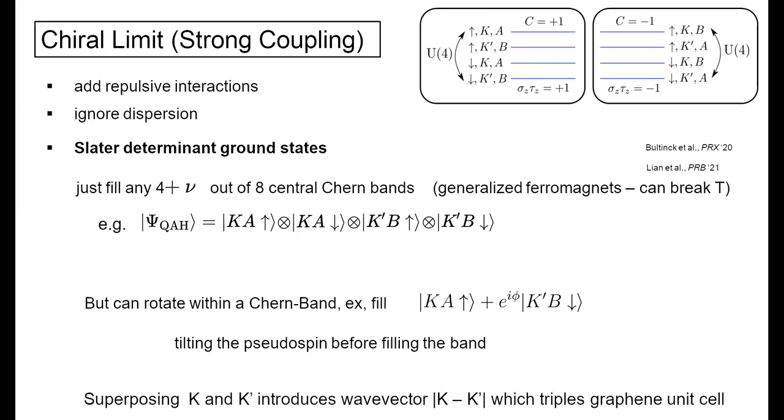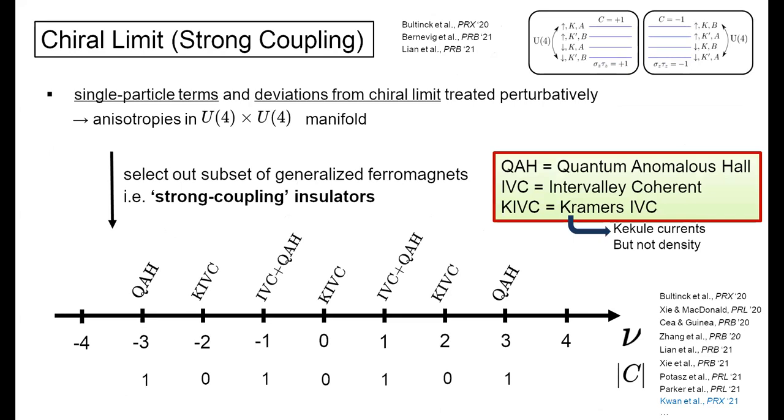Yeah. Okay. Anytime you superpose the K and K prime valleys, you are going to introduce a wave vector between the 2 valleys. That's K minus K prime. That's going to end up with a tripling of the graphene unit cell. Okay. So when you do this, you then add various perturbations to try to decide which of these flavor ferromagnets are most favorable. And one ends up with a picture that looks kind of like this.